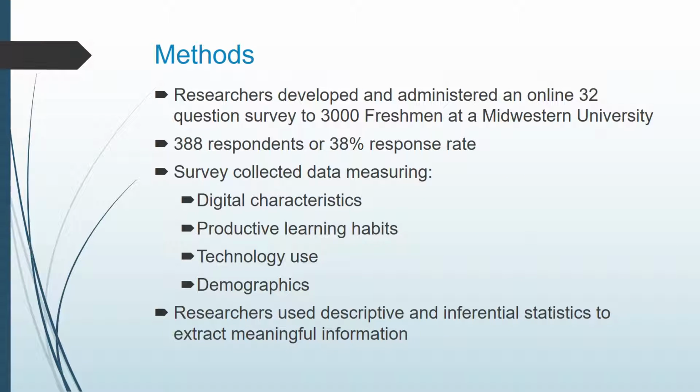So what they did is the researchers developed an online survey with 32 questions. They sent it out to 3,000 freshmen, and they got about a 38% response rate, or 388 respondents. The survey collected data measuring the digital characteristics, productive learning habits, technology use, and demographics. And then the researchers used descriptive and inferential statistics to extract meaningful information.